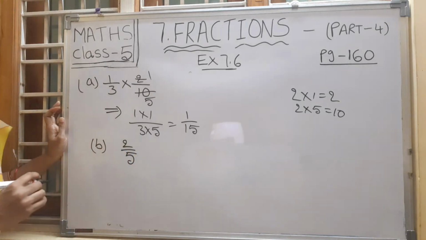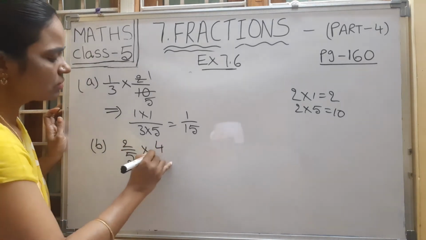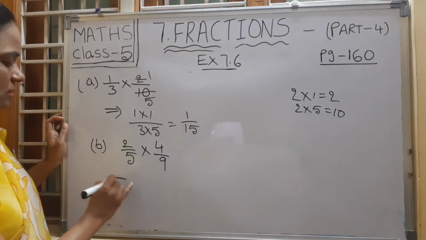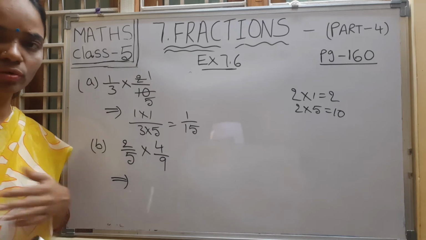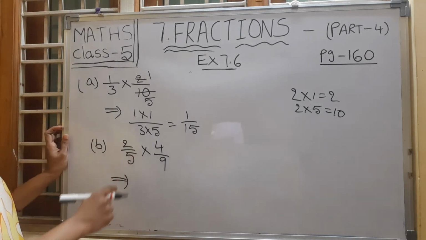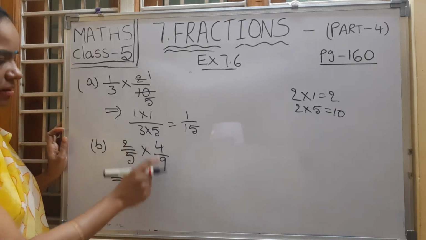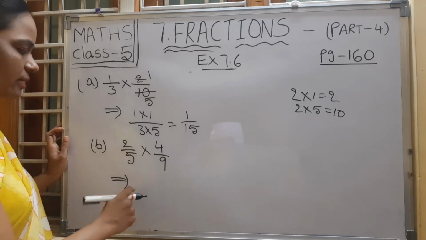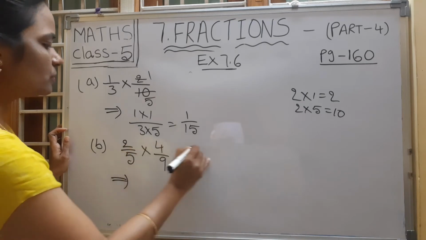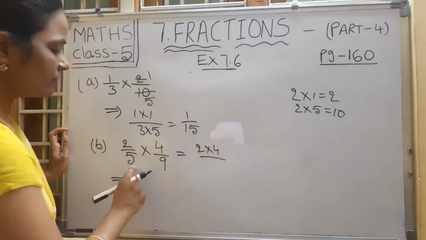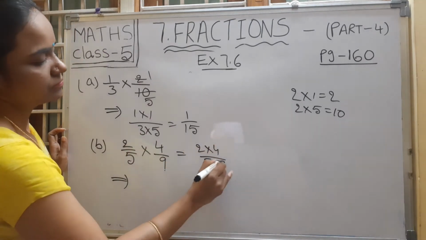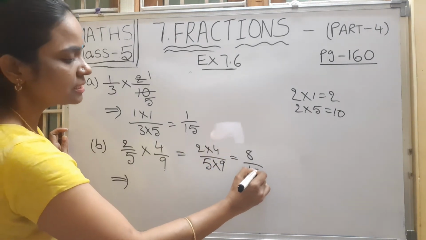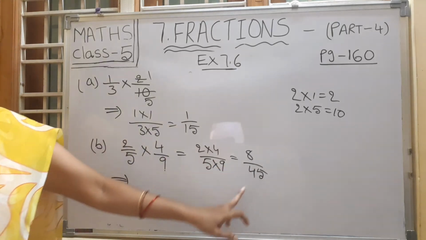2 by 5 into 4 by 9. What is the answer? Next. 2 by 5 into 4 by 9. What is the answer? Yes. We can't simplify. Cancellation we can't take. So directly 2 into 4 by 5 into 9. 2 4s are 8 by 5 9s are how much, children? 45. Furtherly we can't simplify it.